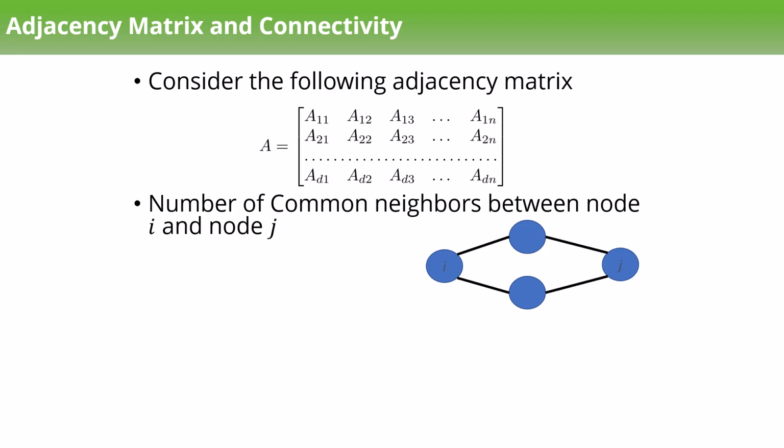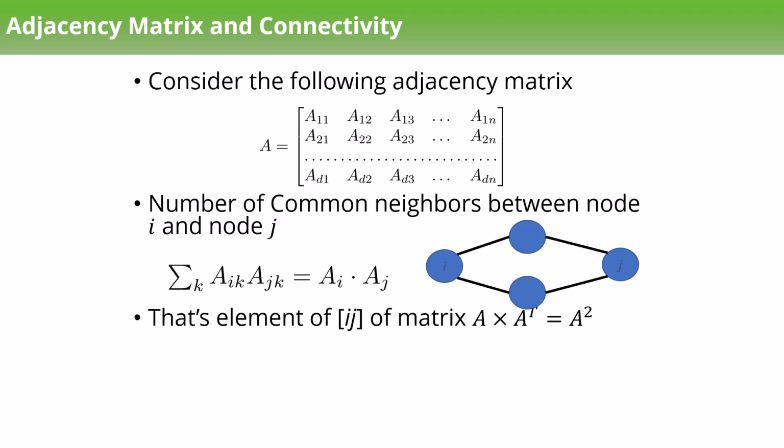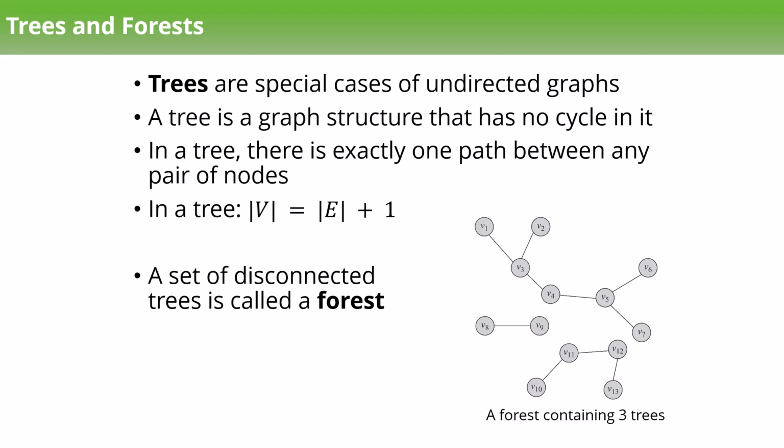So the next one is trees. The next type of graph is the special graphs, which are trees and forests. A tree has no cycles, and exactly one path between every pair of nodes. Examples of trees are family tree, folder structure, company organization chart. A collection of disconnected trees is called a forest. In a tree, the number of vertices equals the number of edges plus 1.